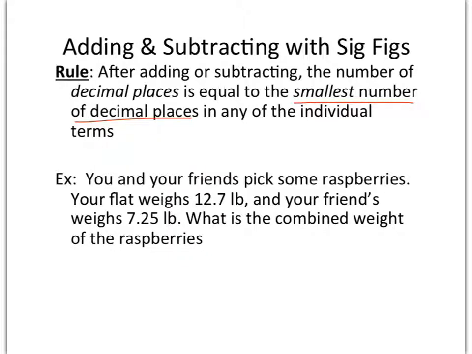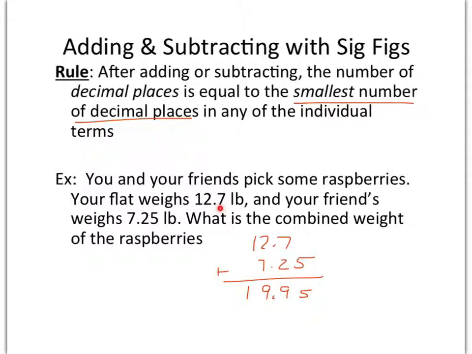All right, so let's take our 12.7 pounds of raspberries, and add to it 7.25 pounds of raspberries. Let's add them all together, so that's 19.95. So what is the smallest number of decimal places that we've got right here? The smallest number is this one right here. There's only one decimal place.